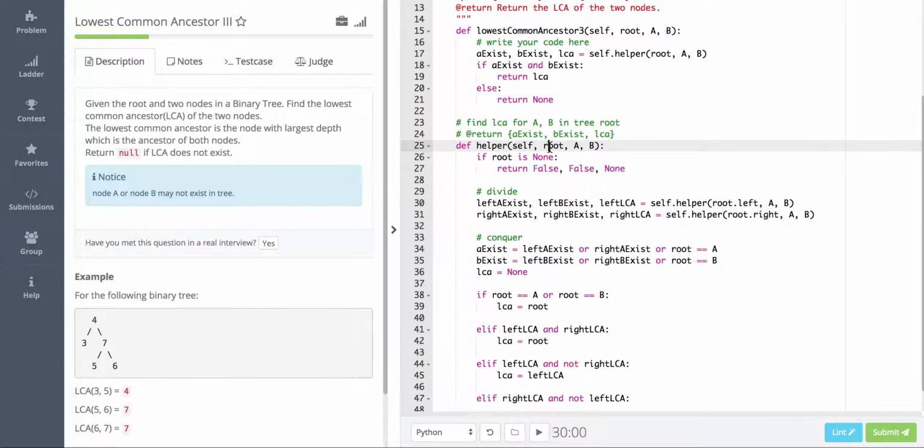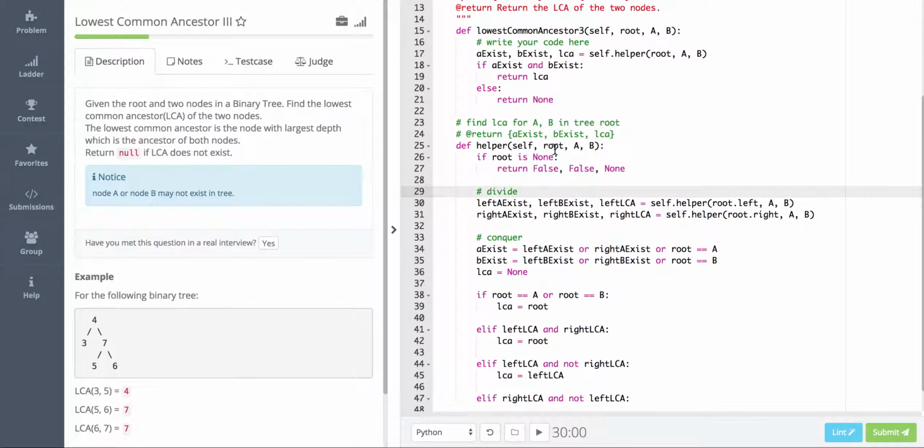So when the root is none, then we just return. There's nothing to calculate. We just return false, which means A does not exist in the none tree. False, of course, B does not exist, and none, their LCA does not exist.